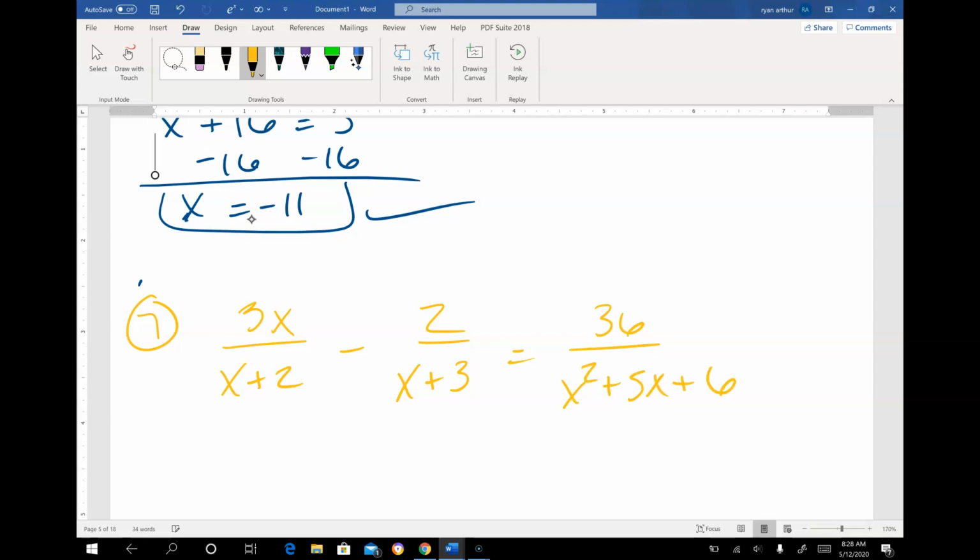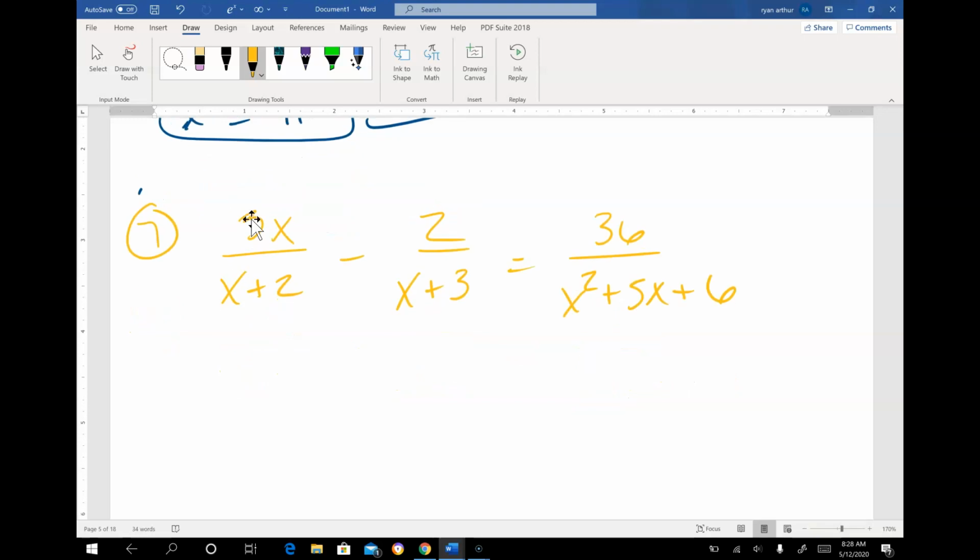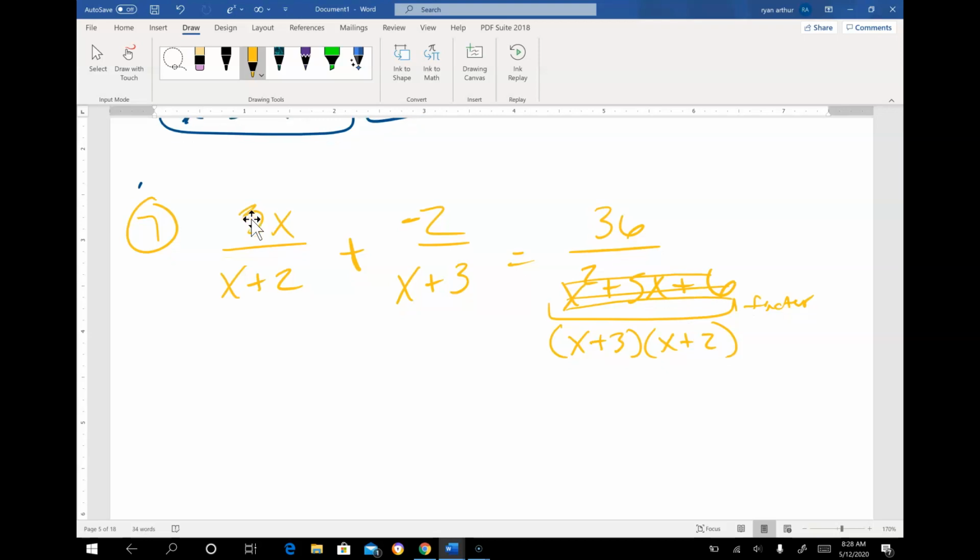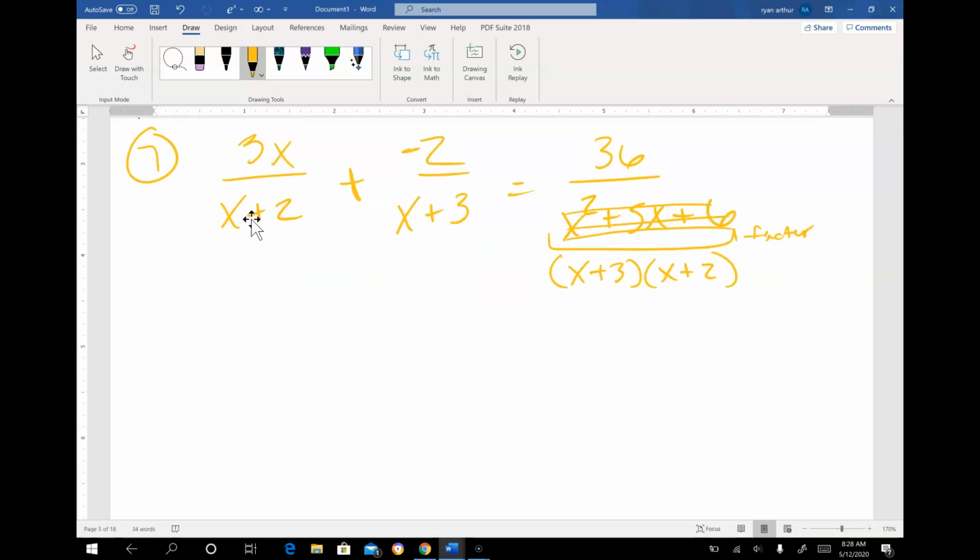Alright, so we've got to do two things here. Keep, change, change. You need to factor this guy, and it's going to be x plus 3, x plus 2. Now, he's got what you want, the x plus 3 and the x plus 2, so we don't have to do anything to him. But we do have to do something to this first one. It's missing the x plus 3.